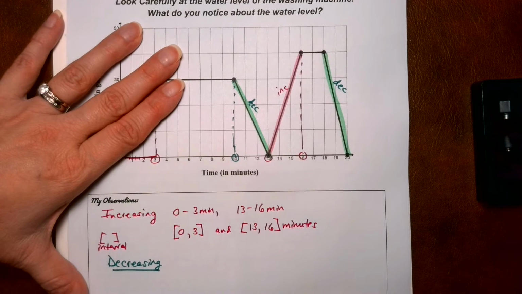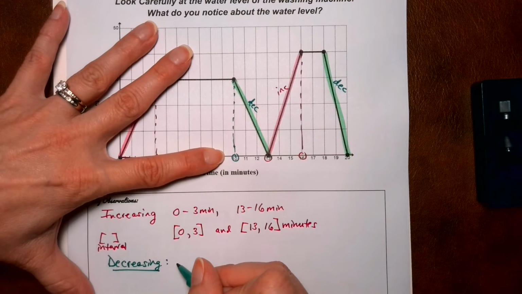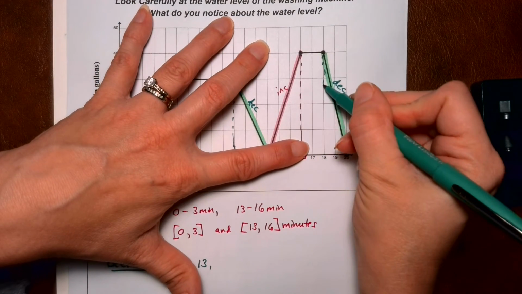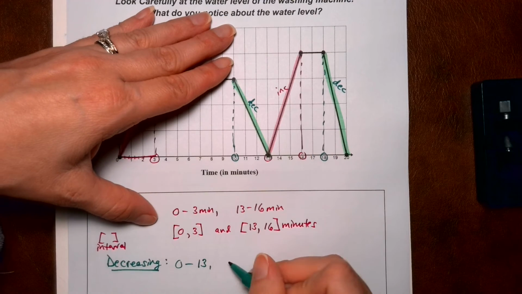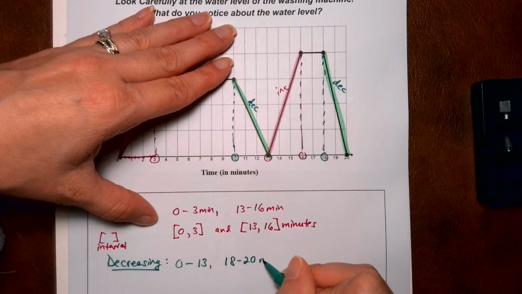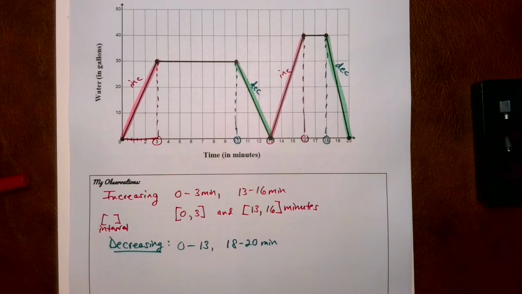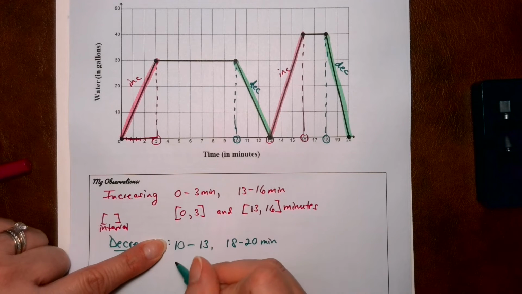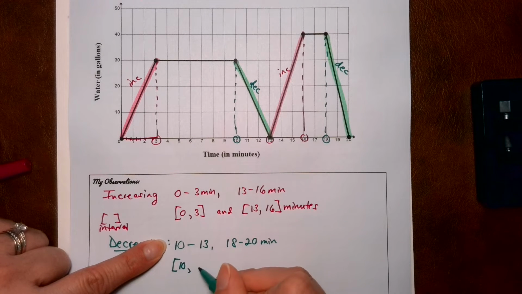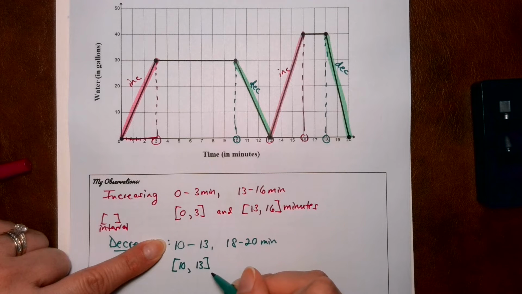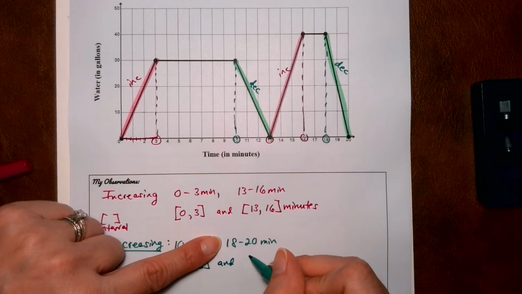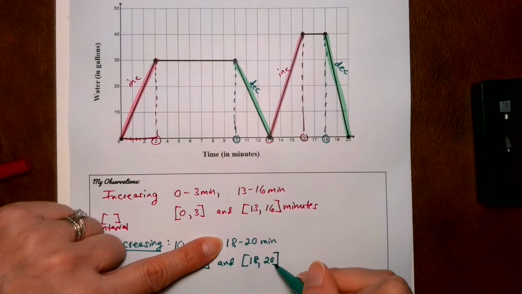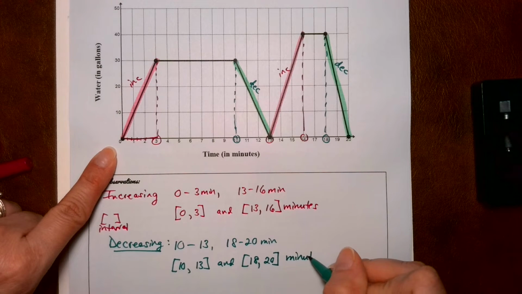Important that we label these. So the decreasing section starts at 10 and goes all the way to 13, and then there's another decreasing piece starting at 18 through 20 minutes. And how do we write that mathematically? We have to use the interval. So we start with brackets 10, comma 13. And there's another piece that starts at 18, comma, and goes all the way through 20, close brackets. And these are minutes.